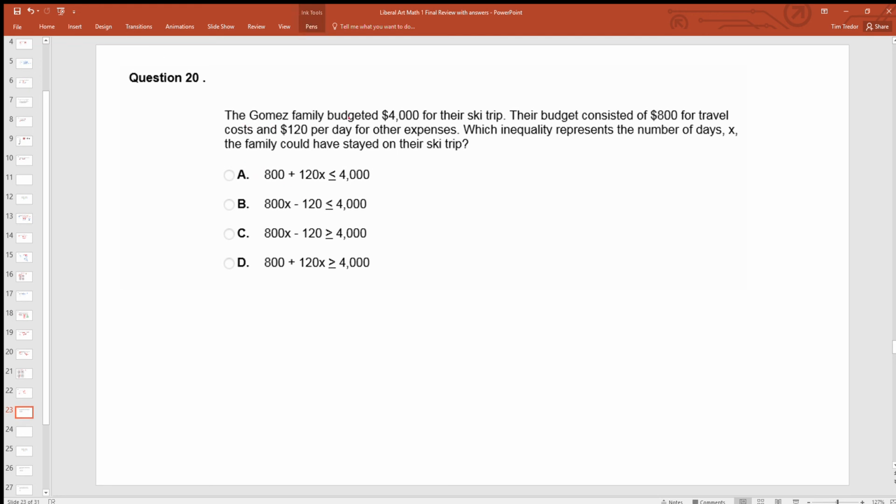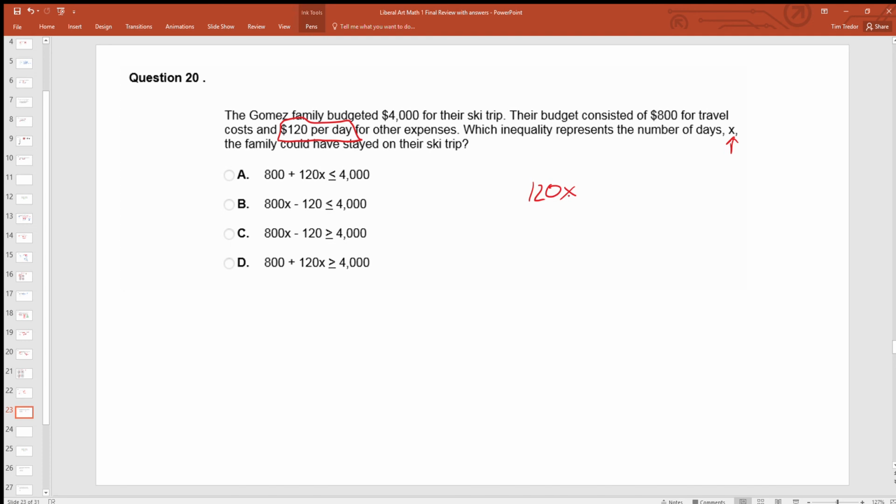Question 20. The Gomez family budgeted $4,000 for their ski trip. Their budget consists of $800 for travel costs and $120 per day for other expenses. Which inequality represents the number of days x the family could have stayed on their ski trip? The only thing that's changing is the number of days, and that's going to change this per day cost. So the x and the 120 are going to be attached to each other.